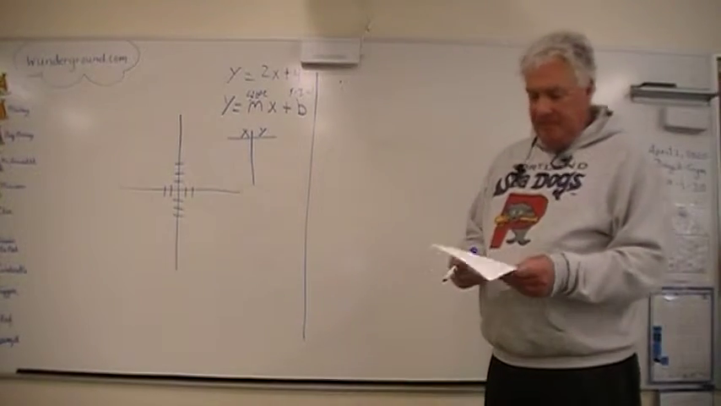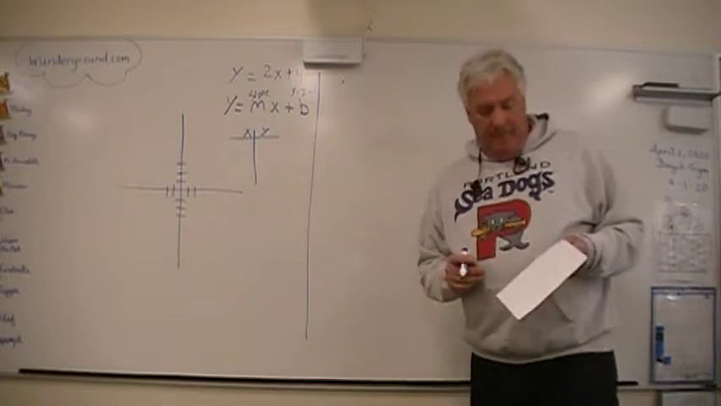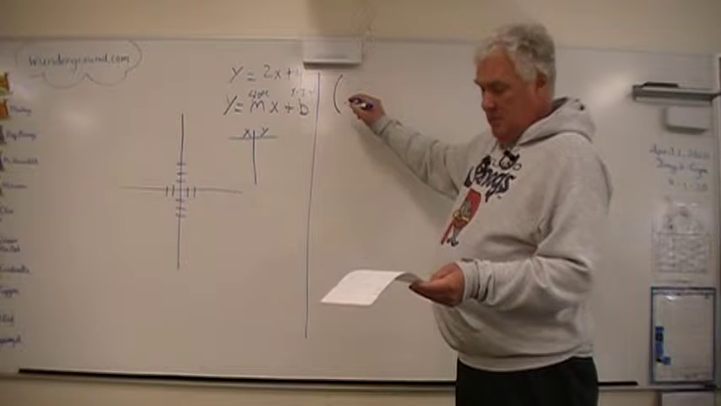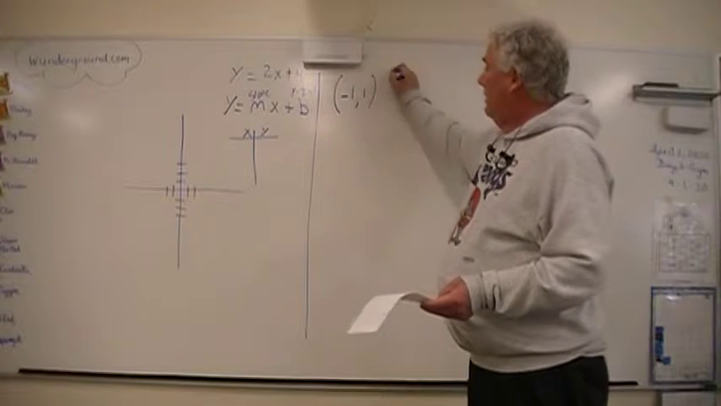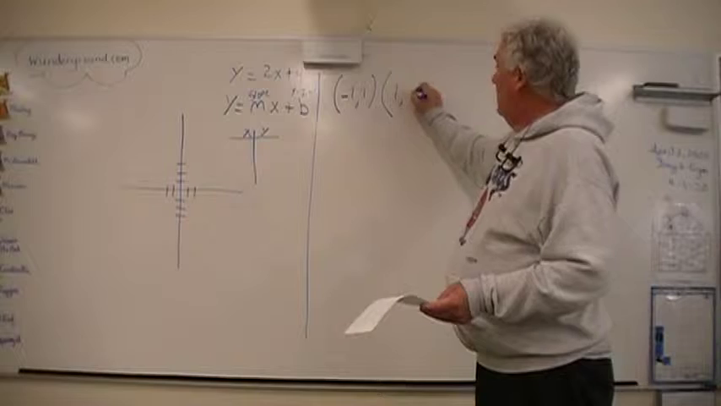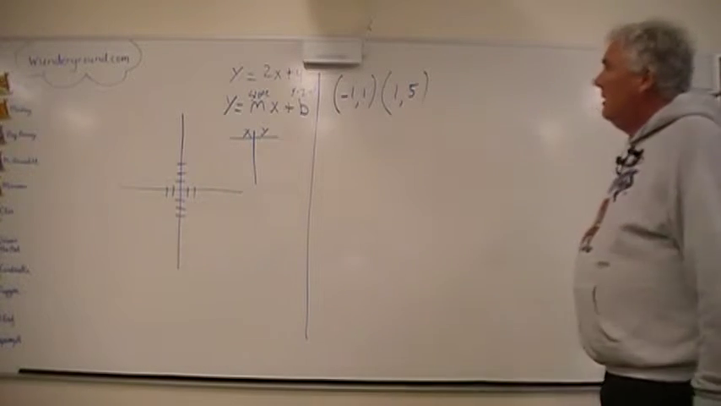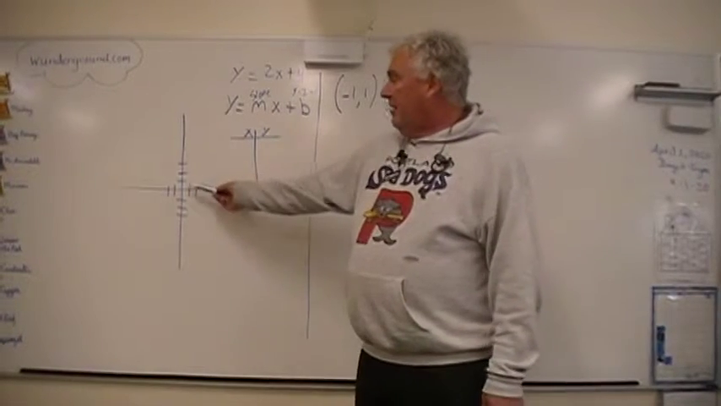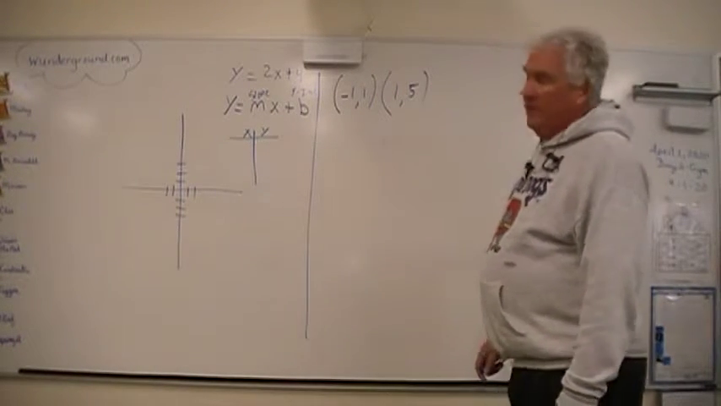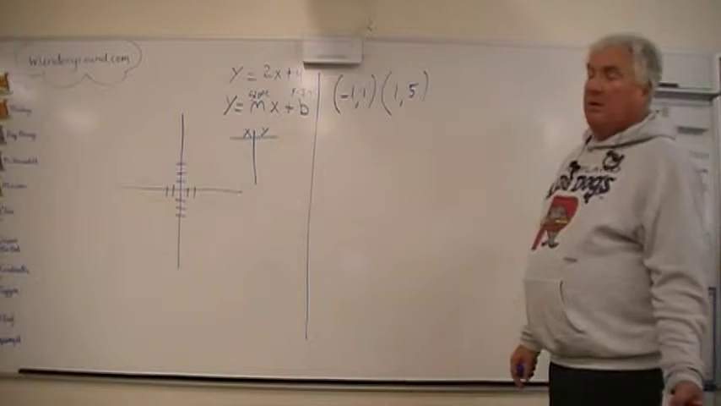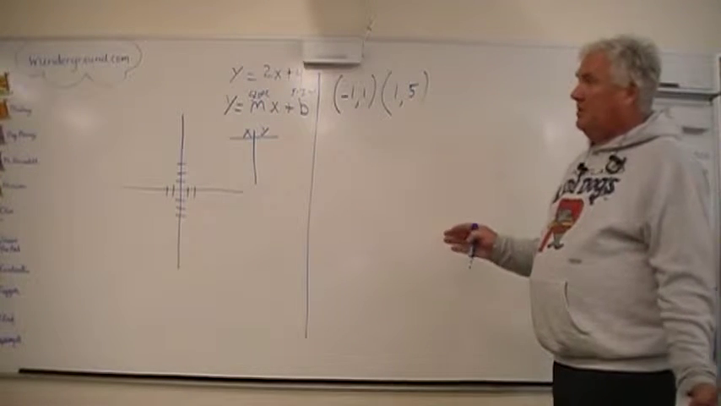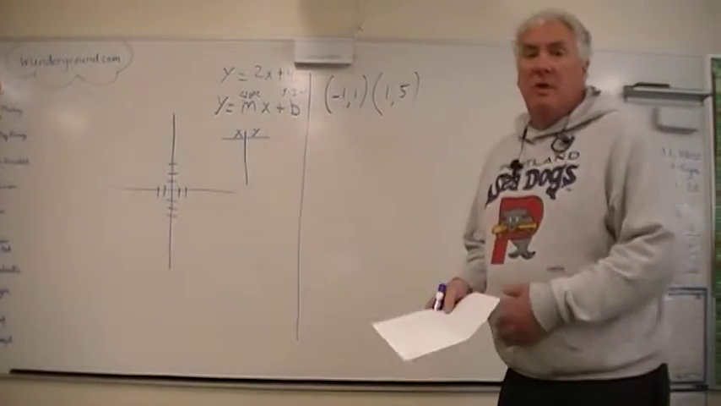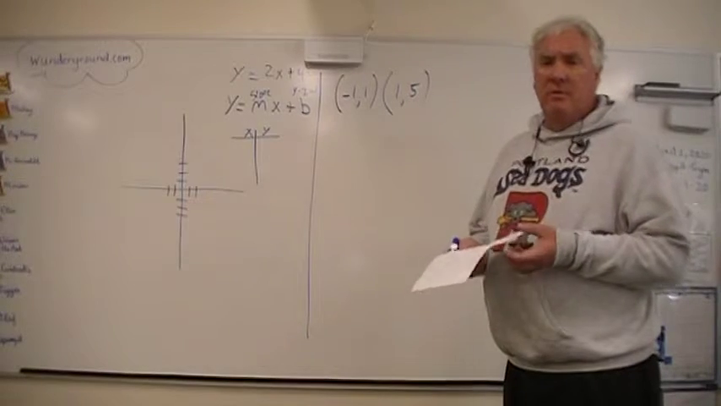Next, what if I give you, and I will, 2 points? Negative 1, 1, and 1, 5. You could get graph paper and plot those points, figure out the slope, see where it crosses the y-axis, and try to do it as a graph. I'm going to show you kind of a shorter, more efficient way to do this.